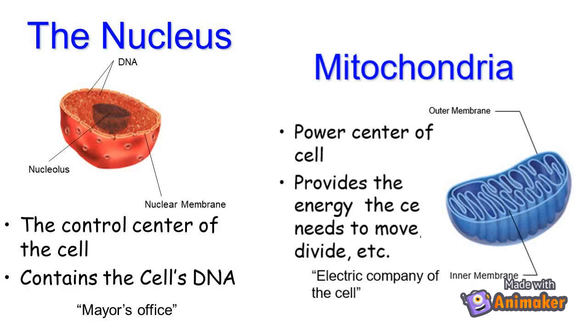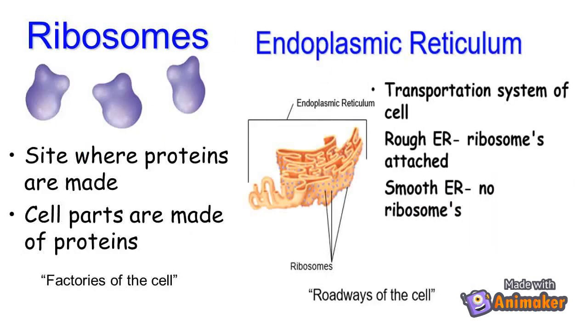Mitochondria are considered the power plant of the cell. They must have oxygen to make ATP, which is the cell's energy, so that is why we need to breathe. For very active cells, there are thousands of mitochondria. Ribosome, site of protein synthesis. It makes proteins, which make up the cells.